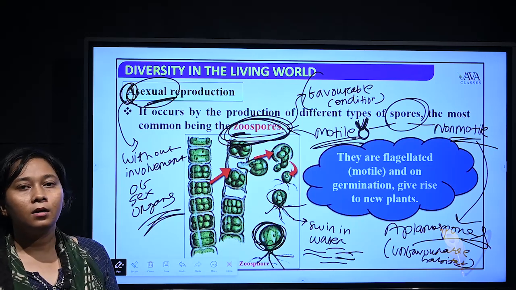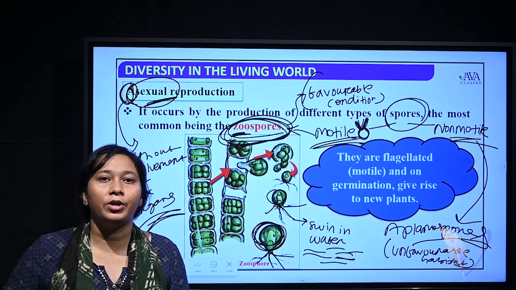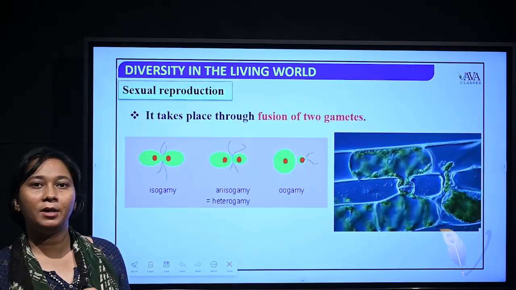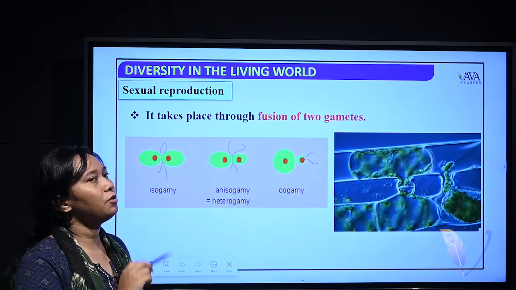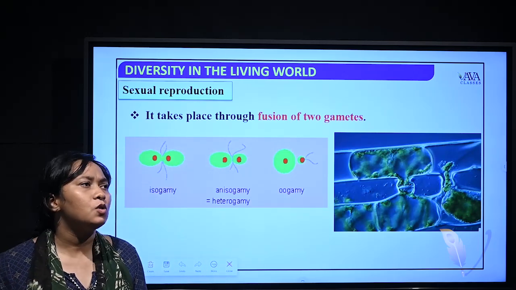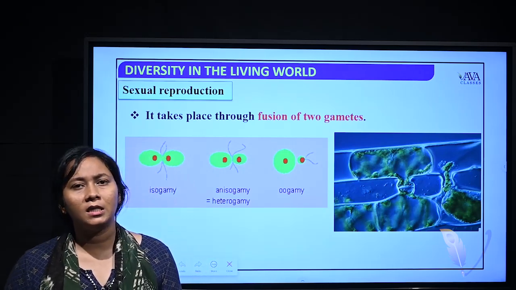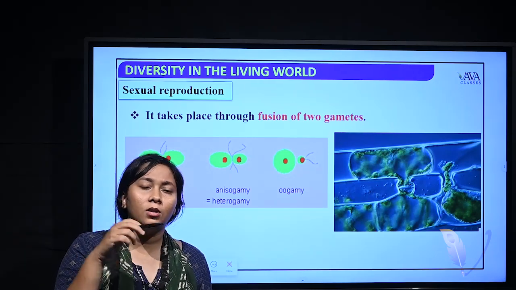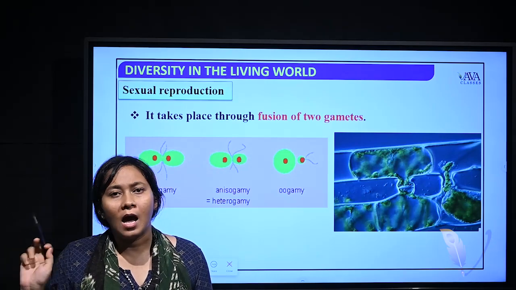So this is the asexual reproduction of algae. Let's look into their sexual reproduction. We studied their vegetative reproduction, we studied their asexual reproduction. In vegetative reproduction, we see that they can be reproduced by the fragmentation process. In asexual reproduction, we see that they reproduce by spores, and those spores might be zoospores or they might be aplanospores.